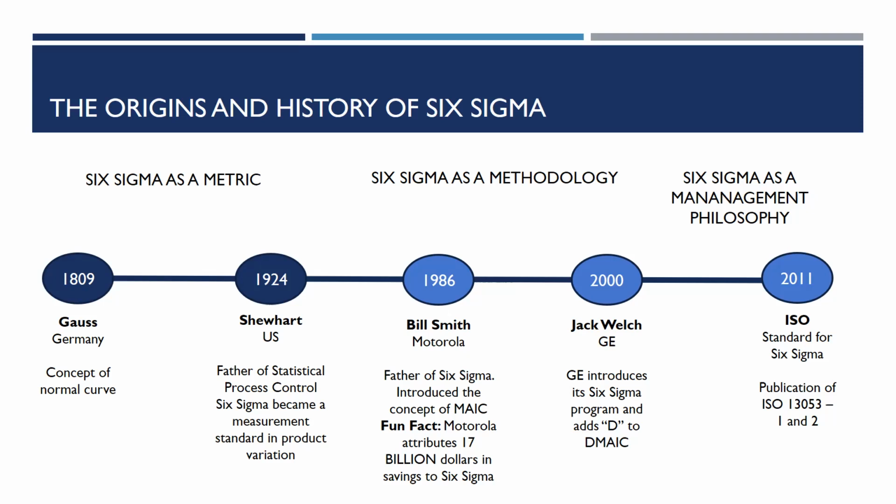ISO 13053-1 and 2 is also a standard specifically focused on Lean and Six Sigma. It provides guidance on its use and techniques for process improvement and waste reduction. So needless to say, if you work in healthcare, you can't escape Six Sigma.